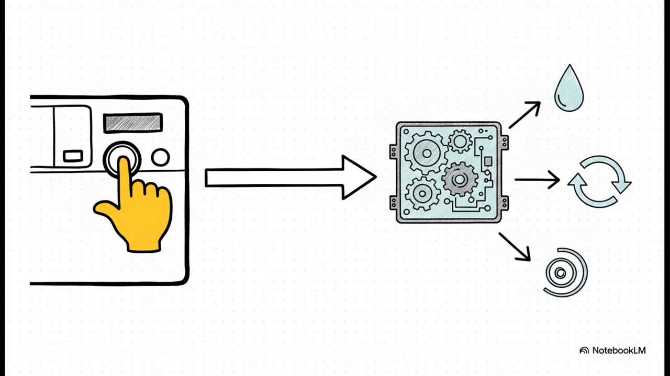And here's another great way to picture it. Think about a washing machine. You do one simple thing. You choose a wash program. The backend, which in this case is the machine's internal controller, takes over from there and autonomously manages this whole complex sequence of operations to get the job done.